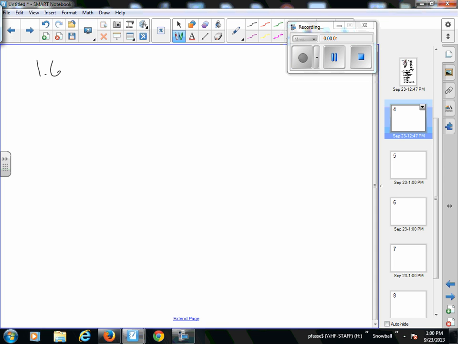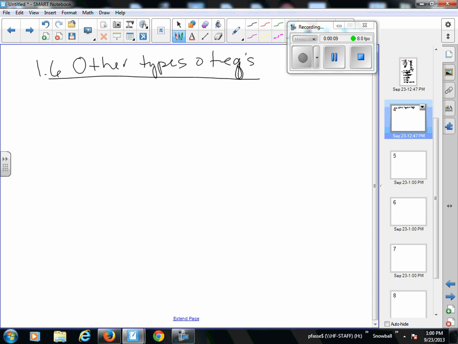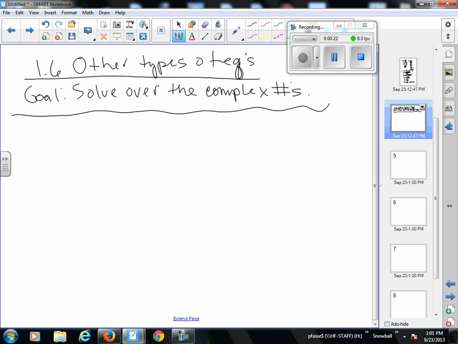Continuing on, this is 1.6, other types of equations. The goal is to solve over the complex numbers. Over the complex numbers means our solutions could be real and/or imaginary. So instead of writing no solution when we square root a negative, we actually give a solution.